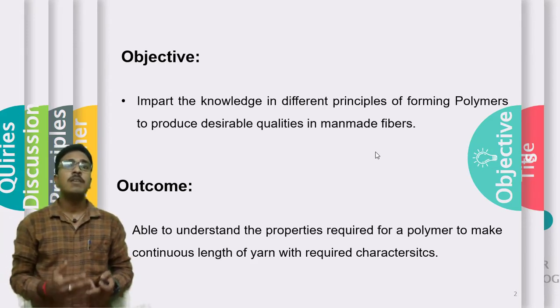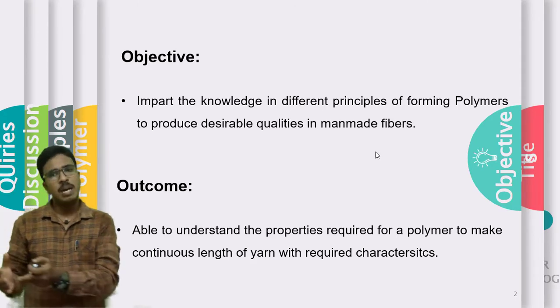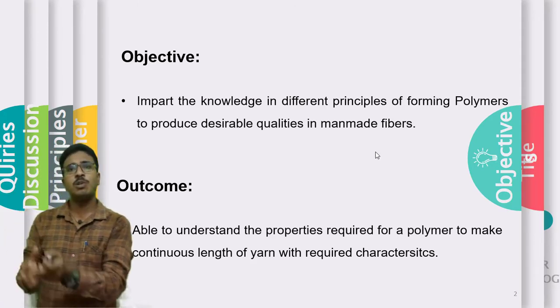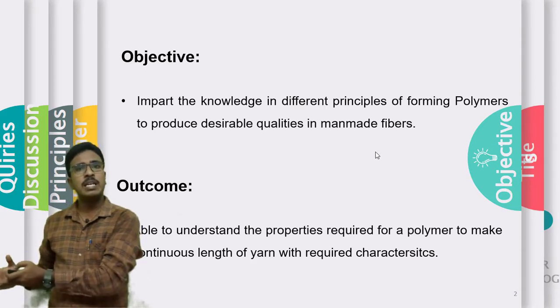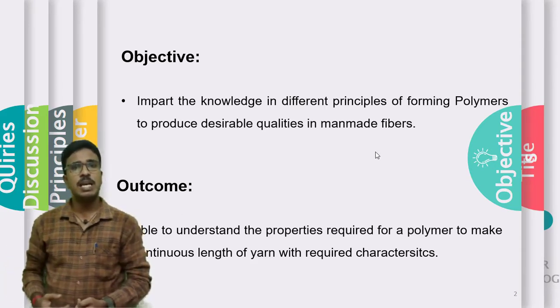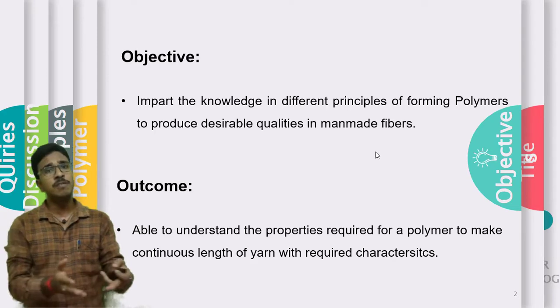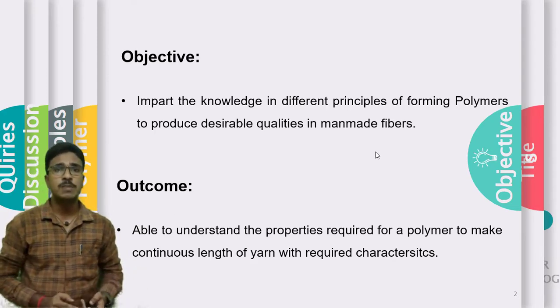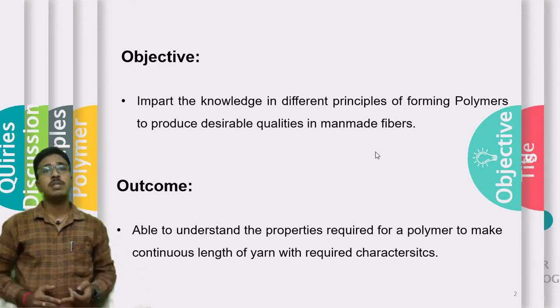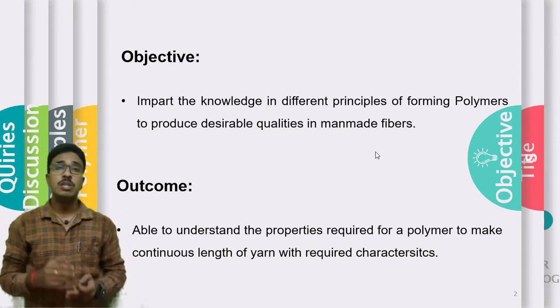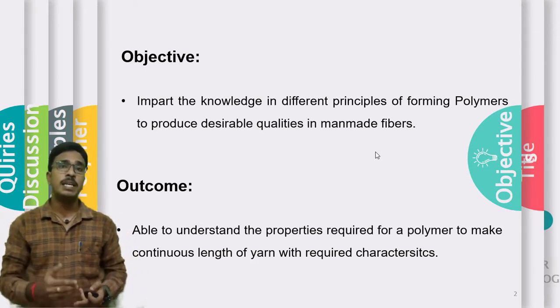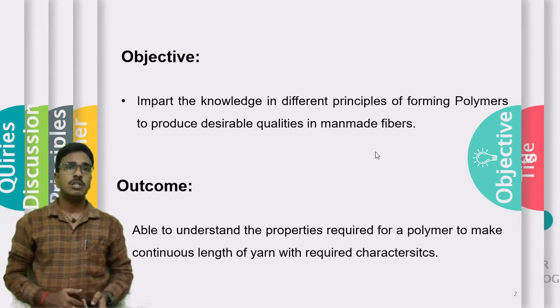And also, your application is this. Suppose you want to make your polymer or your filament highly suitable for apparel purposes like polyester. So what kind of properties are you expecting in a particular polymer you are selecting to make continuous length of yarn, which is nothing but polyester? That kind of knowledge you will be getting at the end of this topic.